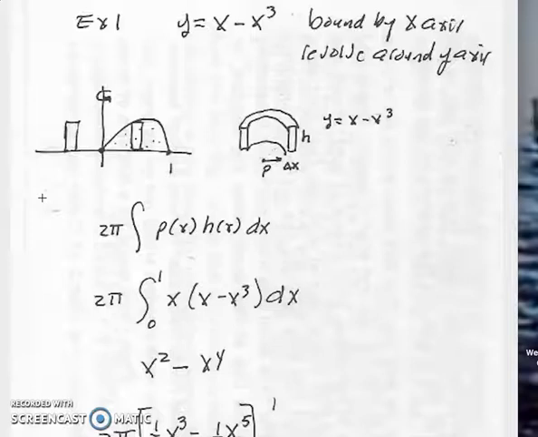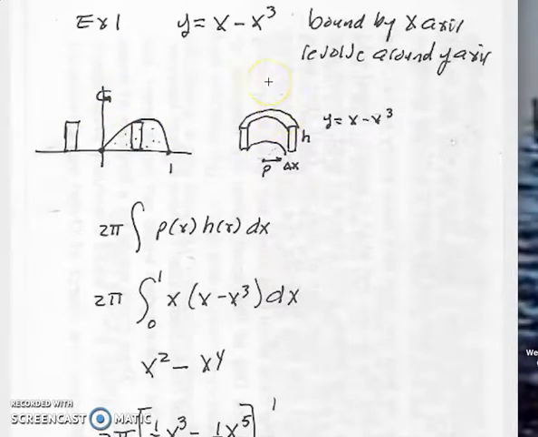So the first thing I do is I put a graph here, and I graph my function. Now I know what I'm looking at. It's this region right here. So I put a little rectangle in there, and I'm revolving it around the y-axis. So I'm going to get something that looks like this.